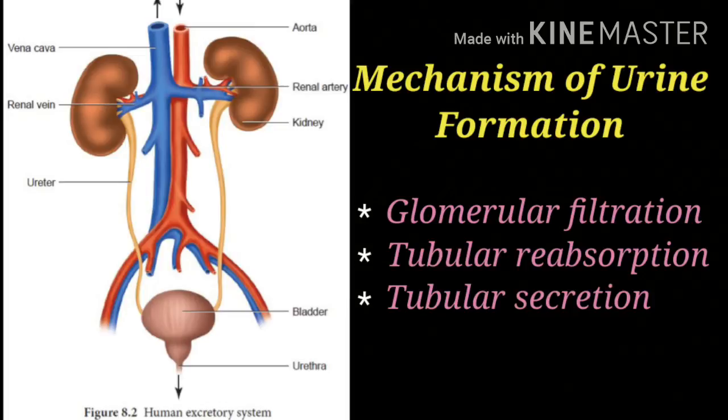Mechanism of urine formation. How many steps are involved in urine formation? There are 3 steps involved in urine formation. What are they? They are glomerular filtration, tubular reabsorption, tubular secretion. In glomerular filtration, what happens? The glomerular filtration begins from Bowman's capsule and glomerulus. So the filtrate is called glomerular filtrate.